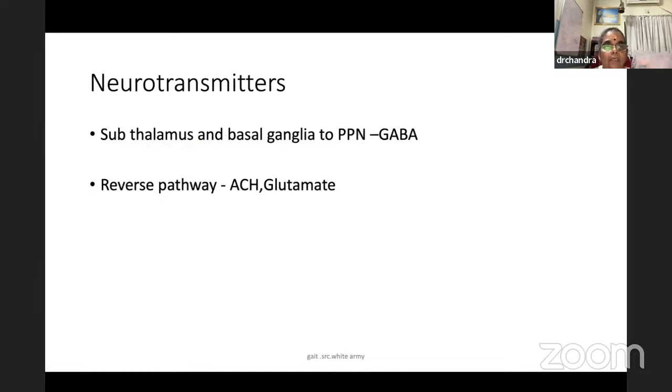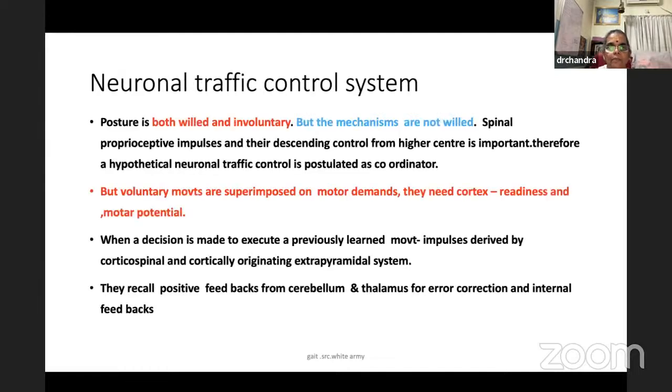They are reflex. The neurotransmitters involved are, in the basal ganglia to pedunculopontine nucleus, GABA, and in the reverse pathway, it is acetylcholine and glutamate. And controlling this whole thing, the anatomy and the physiology is done by the system called the neuronal traffic control system. So posture is both willed and involuntary. You know that most of the time we want to sit erect, but there is a large amount of involuntary component. But the mechanisms are not willed.